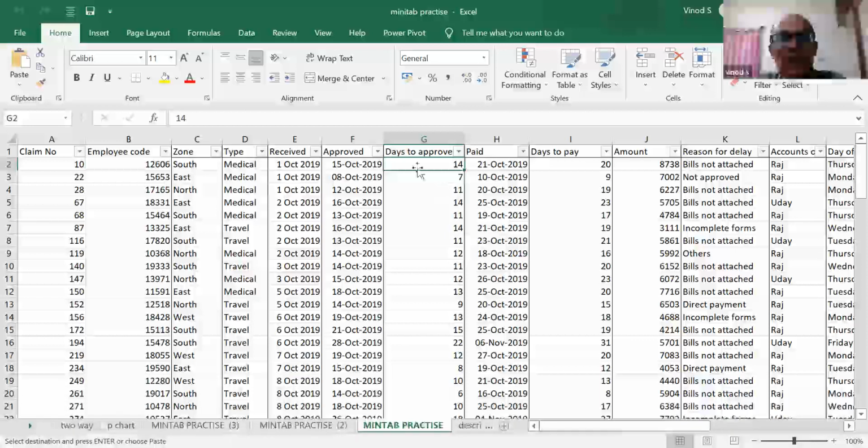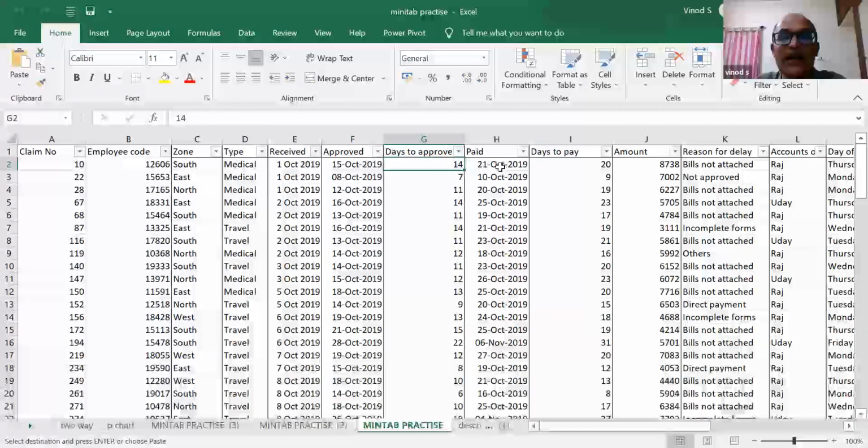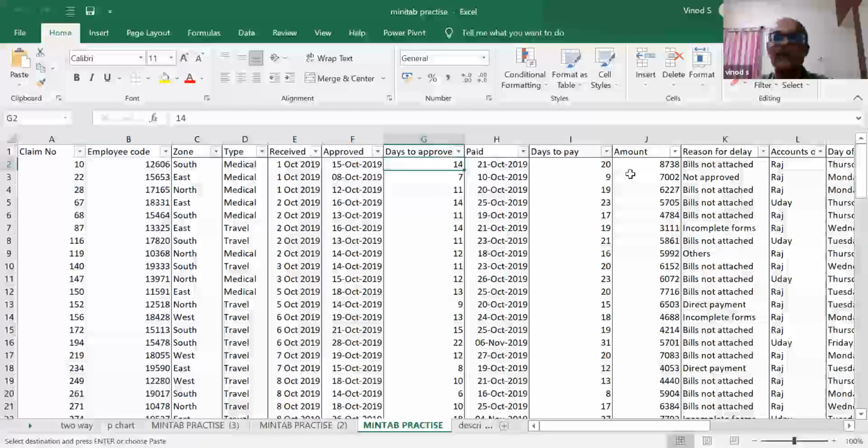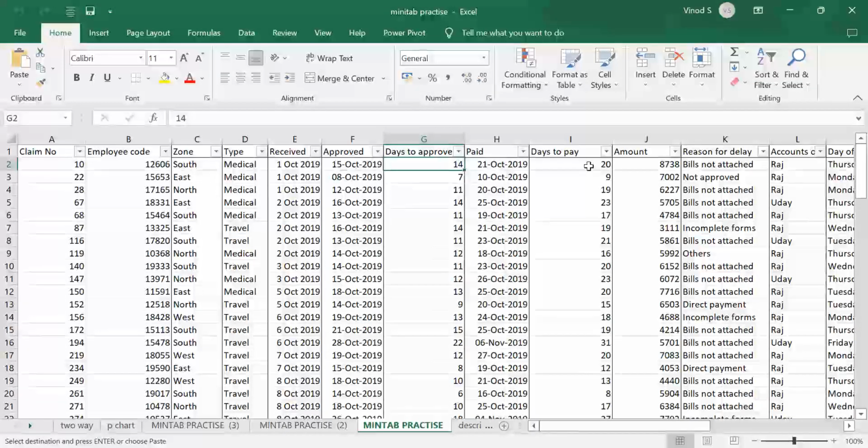Now the bill is approved. Now he has to get the money, right? He got the money on 21st October. So on 1st he submitted the bill, but he got the money on 21st, right? So how many days did it take for him to get the money? 20 days, right?